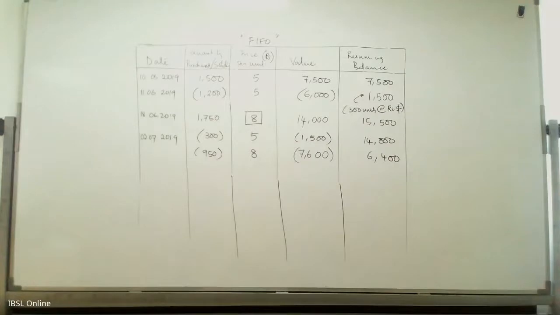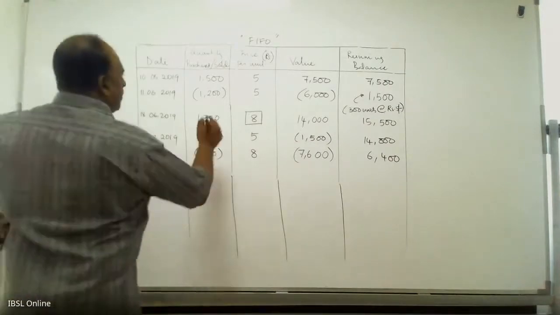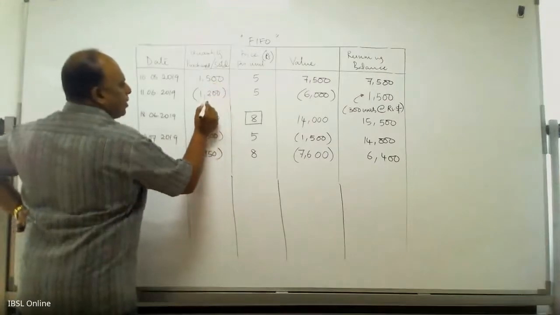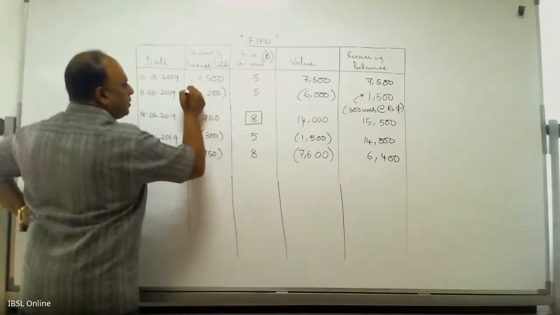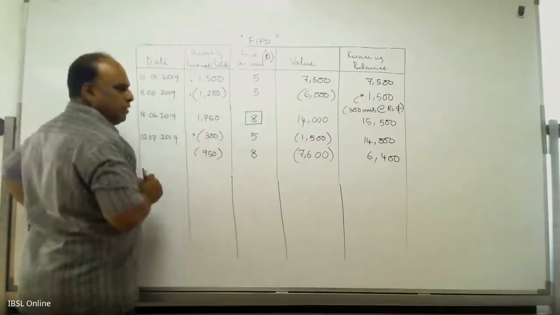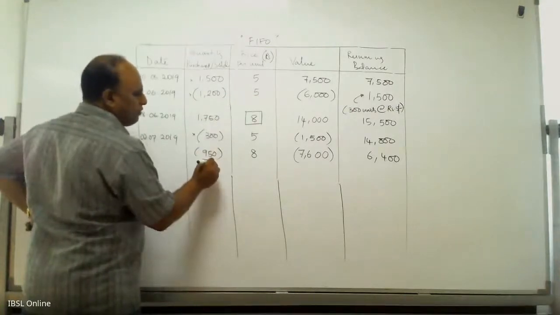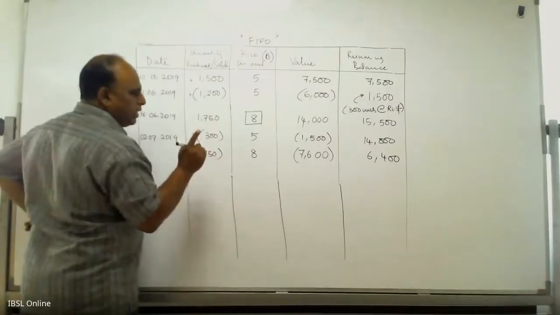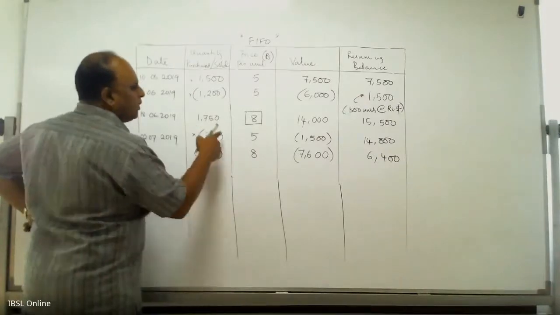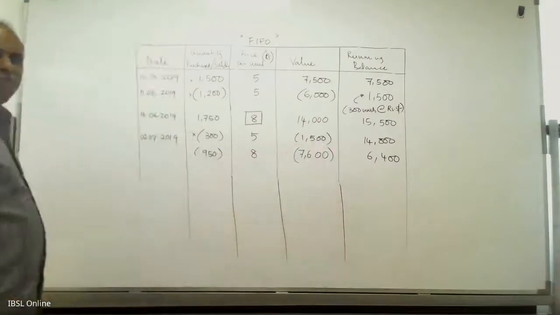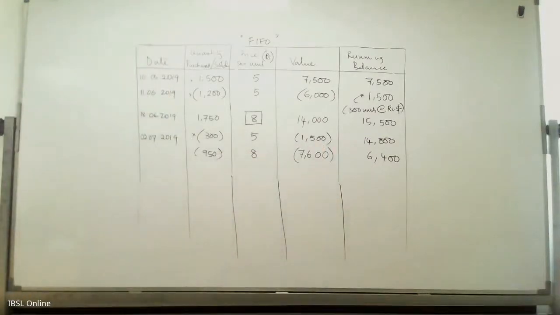The 6,400 is actually, if you look at it, this 1,500 minus 1,200 and this 300, so all these get cancelled. Then this 1,750 minus 950 means there are 800 units. So 800 units into 8 rupees is the 6,400. Yes, one person has answered it, very correct. 800 units at 8 rupees will give you 6,400.